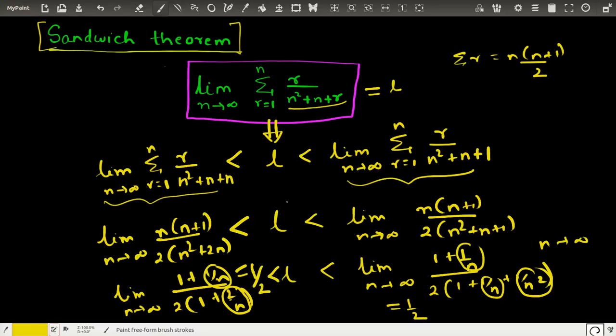Therefore, since the function is between the two functions and both the functions converge to 1 by 2, we can say that the functional limit, or the limiting value of this expression, is 1 by 2.